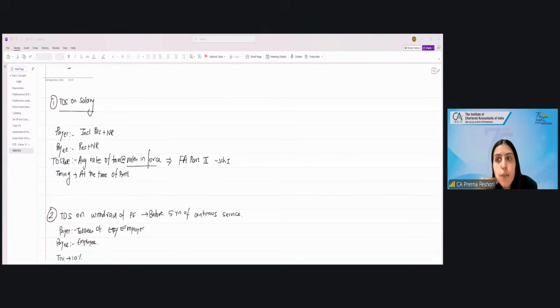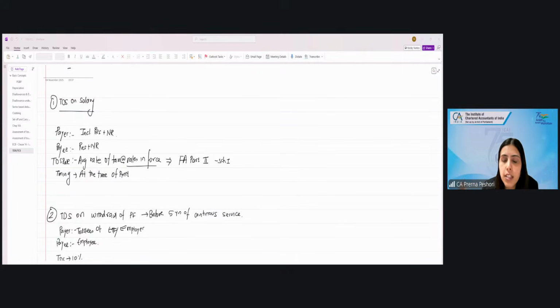So the payer and the payee can be any person. So let's say, for example, if a foreign company is making the payment to a non-resident employee who has performed the services in India, then in that particular case also the TDS is applicable, and the TDS rate will be at the average rate of tax, which is going to be basically your slab rates, right? How do you find the slab rates? As per the Finance Act Part 2 Schedule 1.